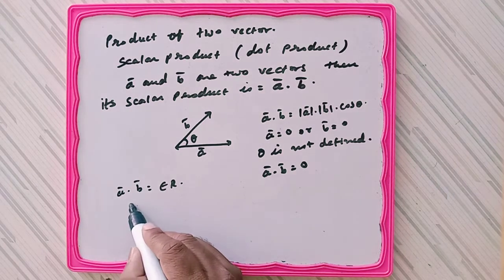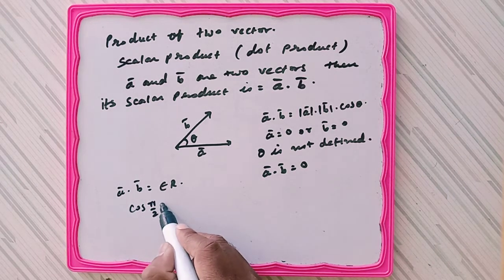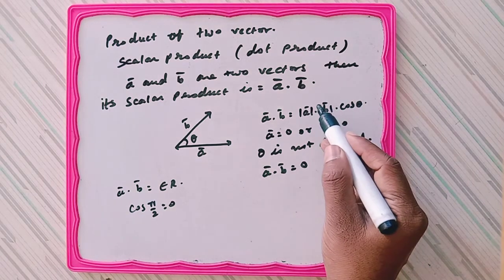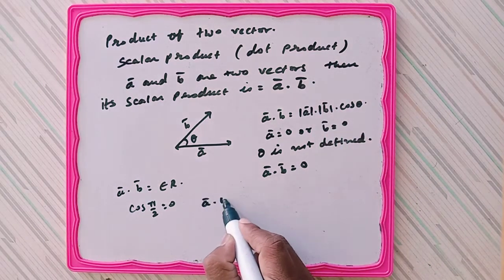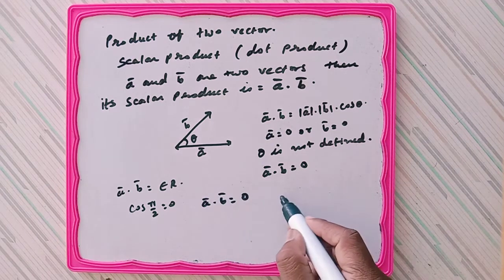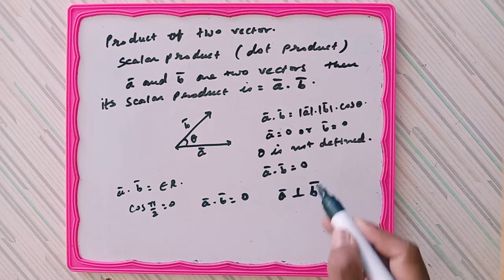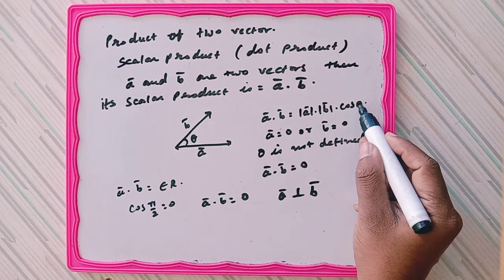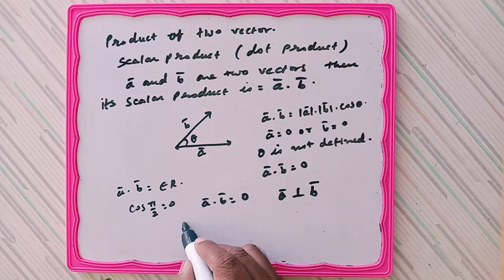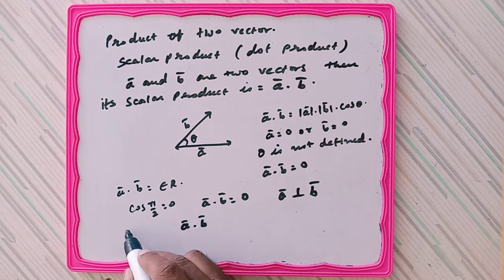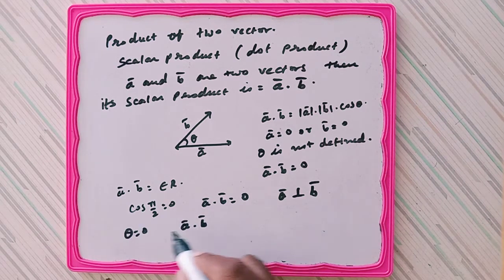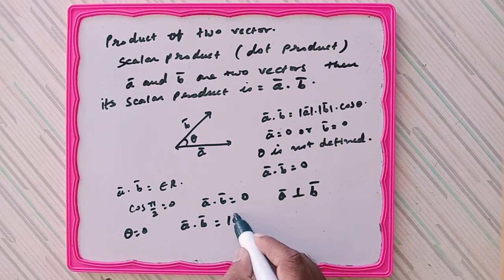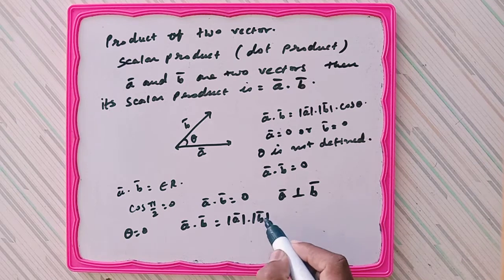Now we know that cos pi by 2 equals 0, and so A bar dot B bar equals 0 when A bar is perpendicular to B bar. Now if theta equals 0, then cos 0 is 1, and in this case A bar dot B bar equals magnitude A bar into magnitude B bar.